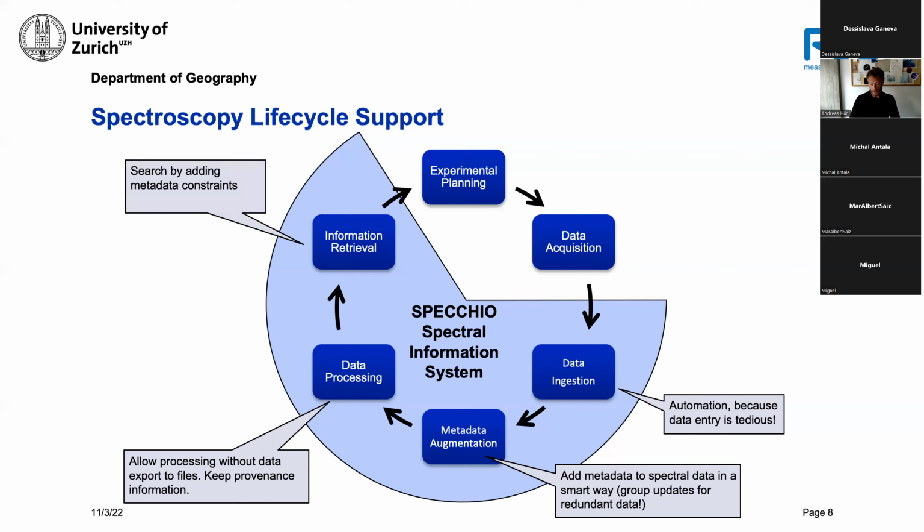You can search the whole system by just going through the metadata and adding constraints on whatever attribute you want to set.